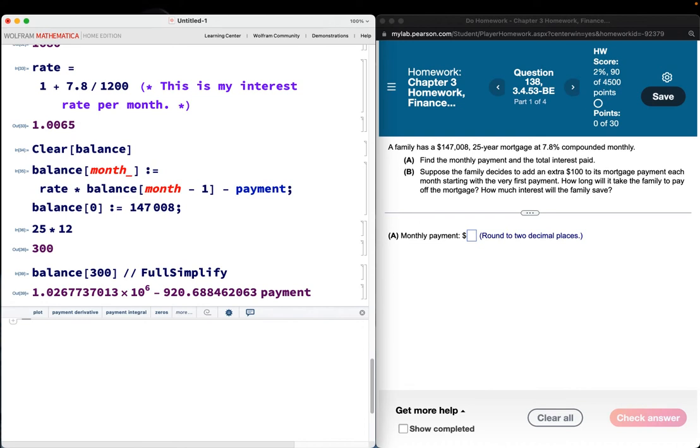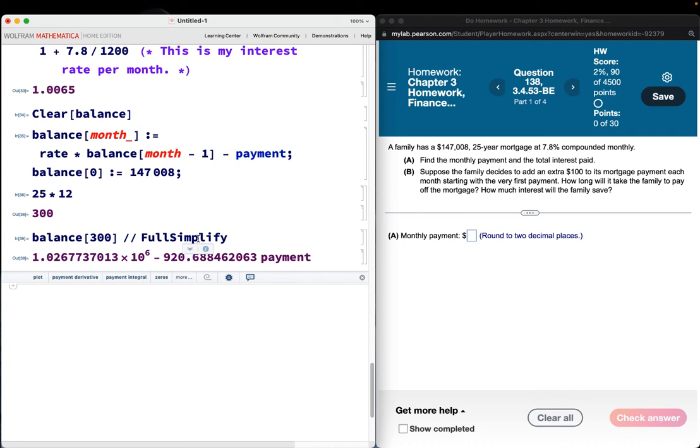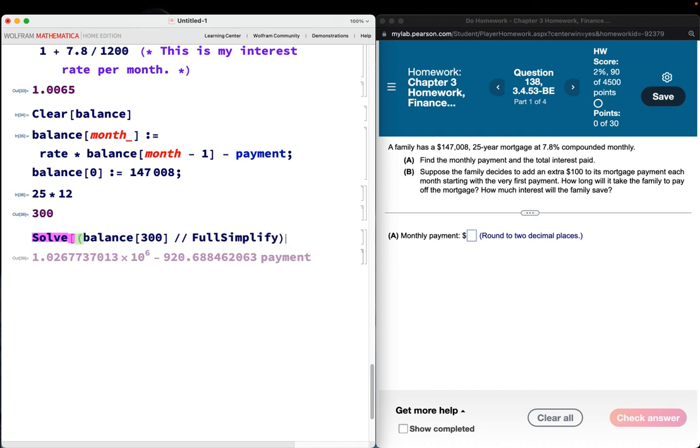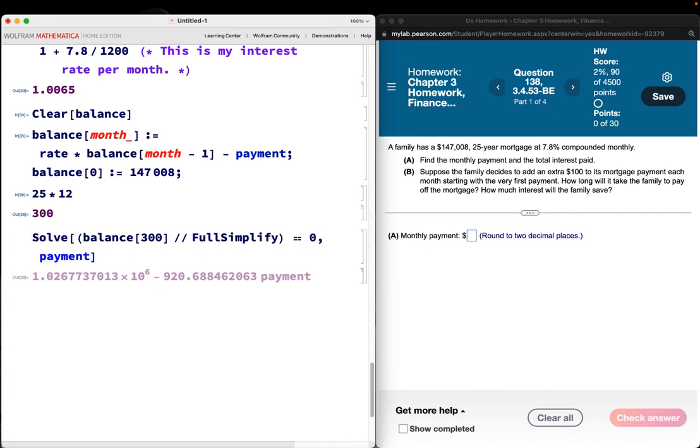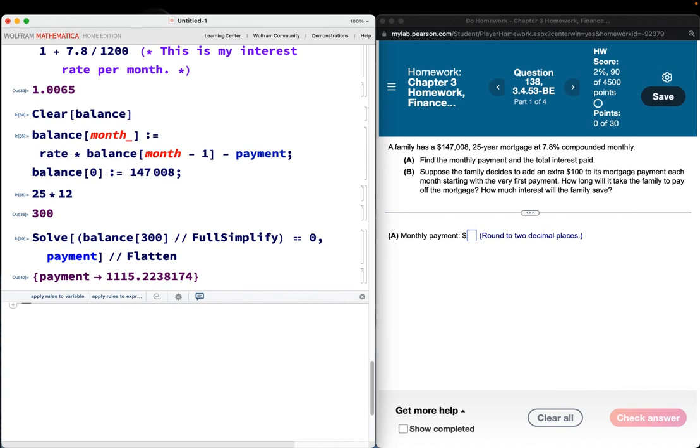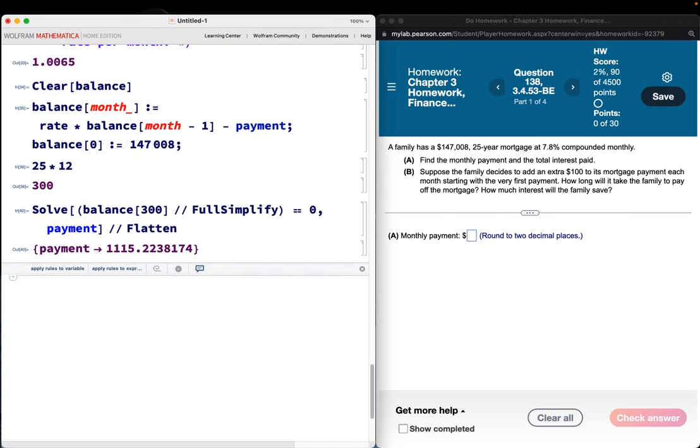Okay, so this is my equation, right? Now, I know that after 300 months, this equation has to be equal to $0 because I will have paid off my entire mortgage. So that means we're going to use Solve. All right, let me use parentheses just in case. I'm going to use parentheses is equal to $0, and I'm looking for payment. What is my payment? Let's see. So my payment is about $1,115.22.